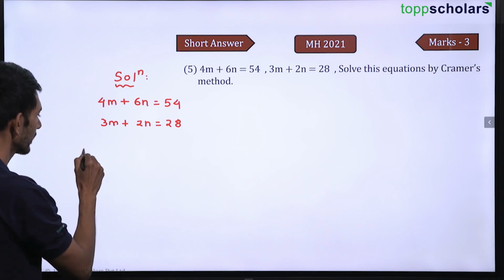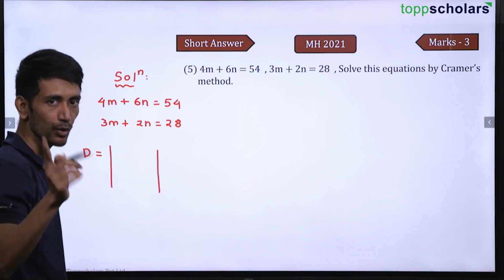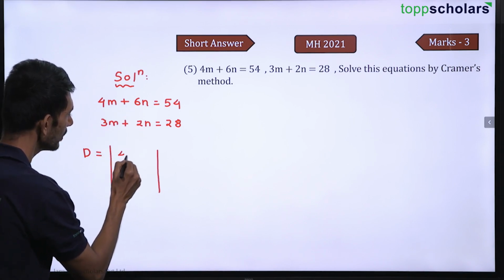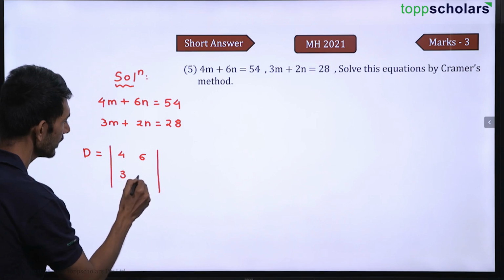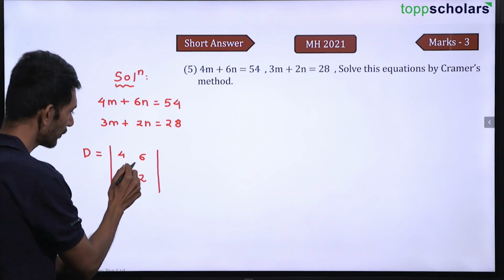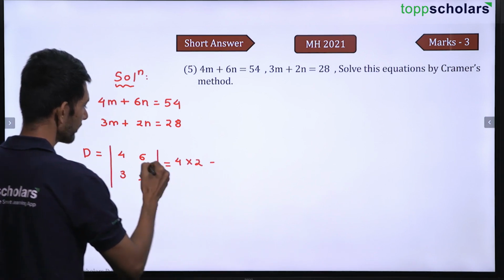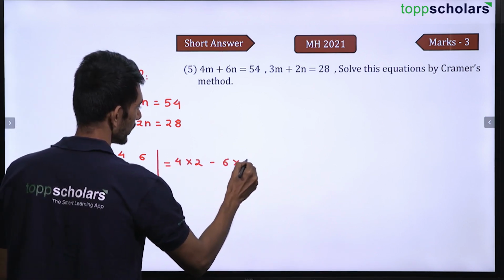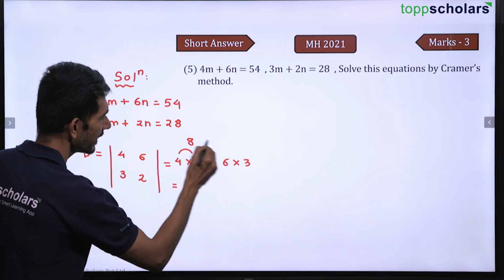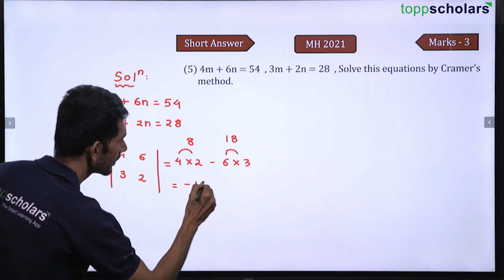Firstly, find out d. How do we find out d? Take the coefficients of m and n. So 4, 6, 3, 2. Write it as it is. Easy. Find out the determinant of this. So 4 into 2 minus 6 into 3. That is equal to how much? 4 2s are 8. 6 3s are 18. 8 minus 18 is minus 10.